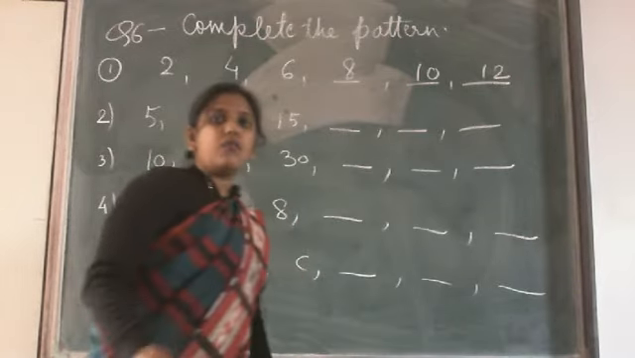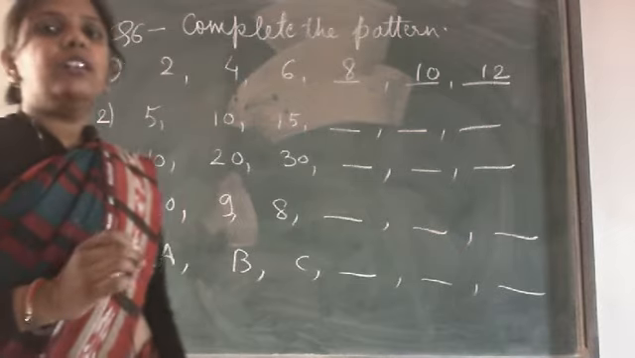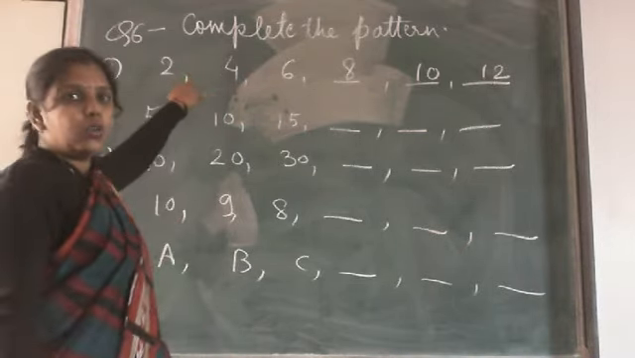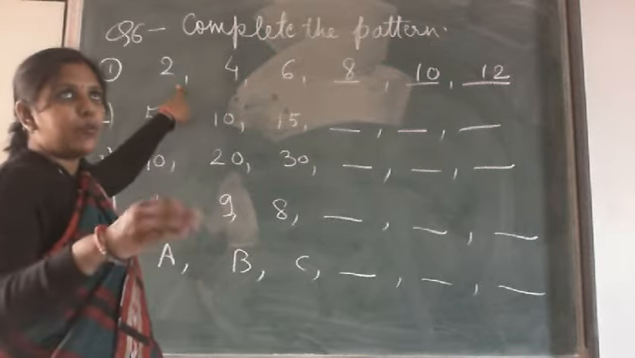So if you observe very carefully the pattern, what we have observed is that 2 is added to a number. If we add 2 to a given number, then we obtain the next number.